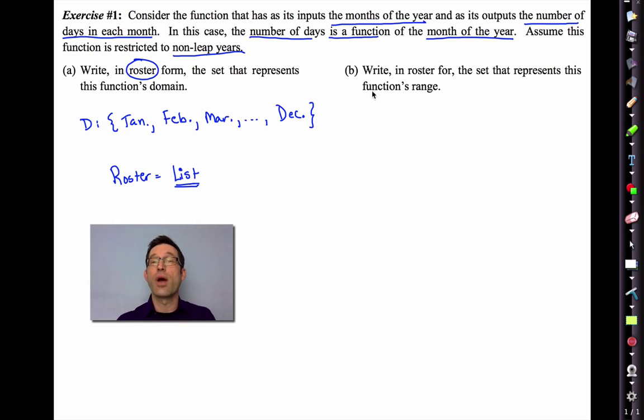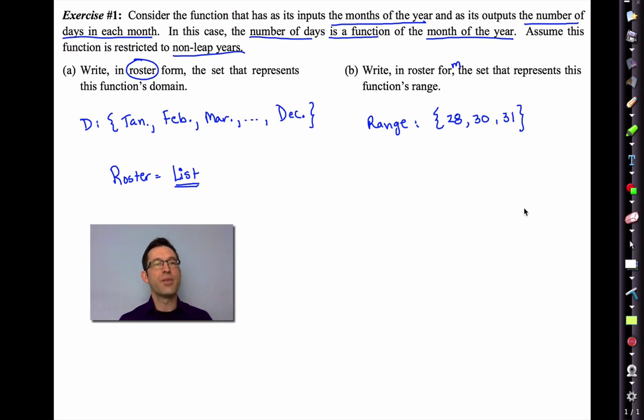Likewise, letter B says write in roster form the set that represents this function's range. Well, this might be a little bit trickier, but if we restrict ourselves to non-leap years, then a month can either have 28 days, if it's February, or 30 or 31 days. That's the range of our function. All right? So it's pretty easy.